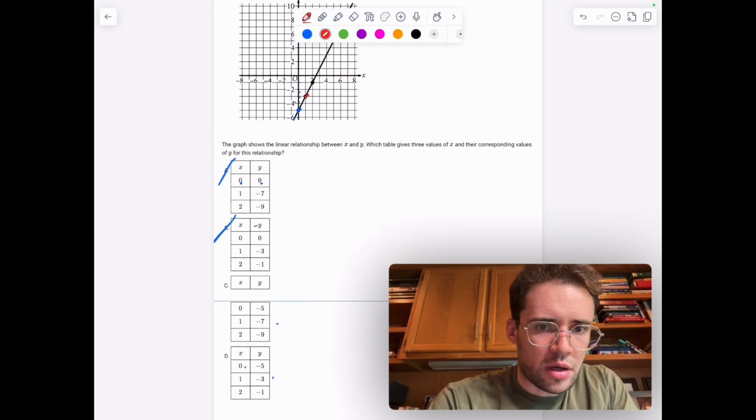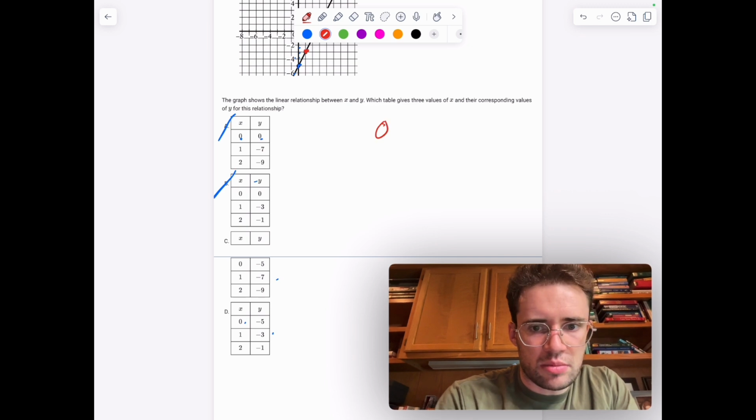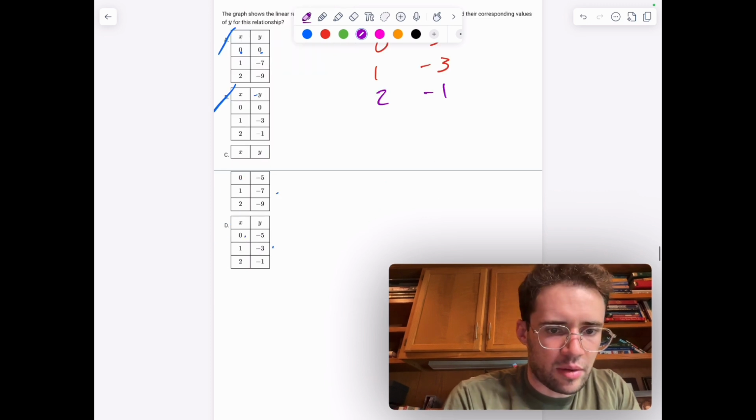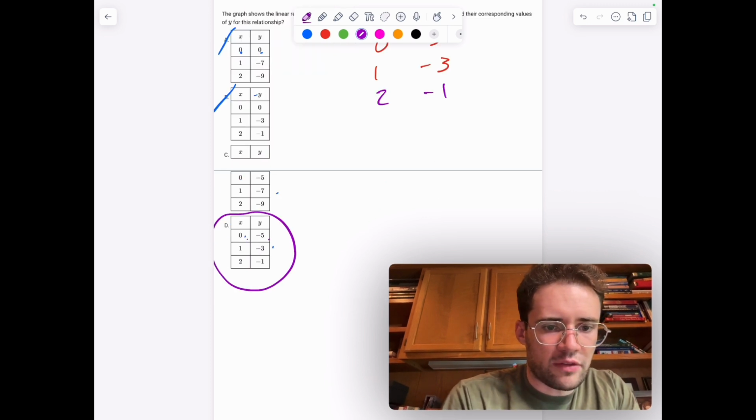So when x is 1, that's -3. 0 should be -5. 1 should be -3. And then 2 is at -1. And that would be option D. 0, -5, 1, -3, 2, -1.